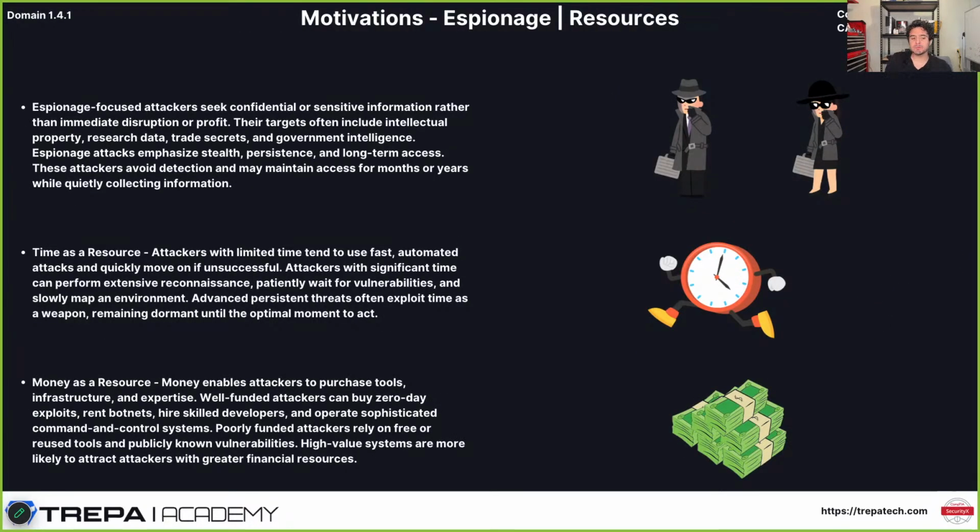Espionage. So espionage-focused attackers seek confidential or sensitive information rather than immediate disruption or profit. So maybe this is like corporate espionage. And this doesn't have to be like some James Bond, Jason Bourne type espionage. This is more like, hey, can we poach somebody? Can we pay somebody? And you say, well, that's really cyber related. Well, it is, because when you're doing research and development, part of your cybersecurity function to protect the company is to say, hey, our software, our technology is protected, right? We sign NDAs and things like that.